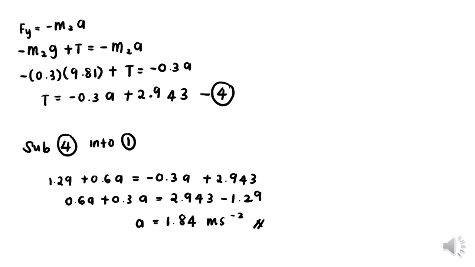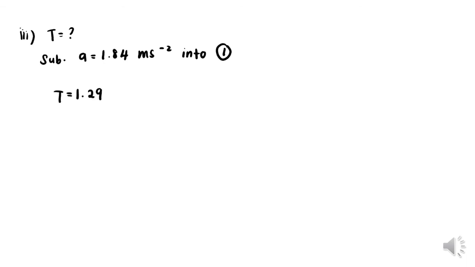So substitute the fourth equation into equation 1. We get A equal to 1.84 meters per second squared. Okay, the third question asks to find the tension. So we substitute the value of A that we got into the first equation. We get T equal to 1.9 plus 0.6 times 1.84. So we get the value of T to be 2.39 Newton. Okay, so that's all.